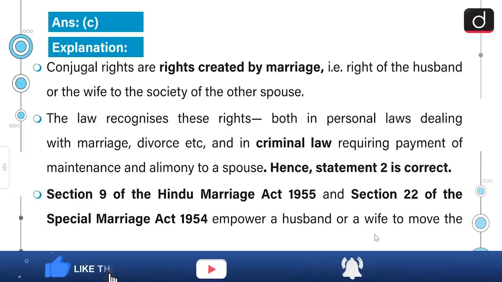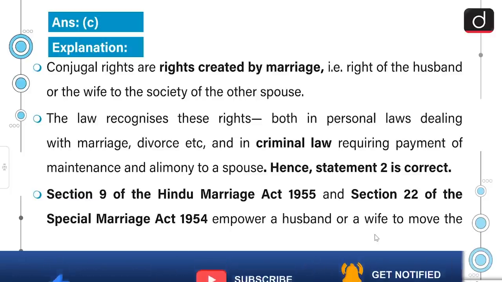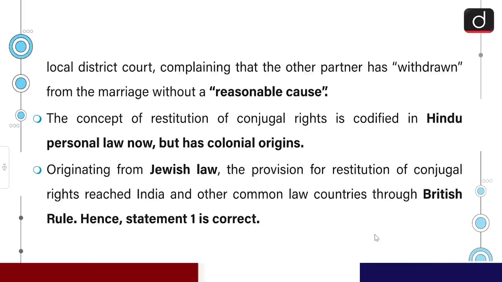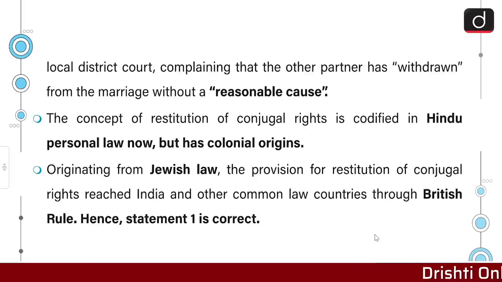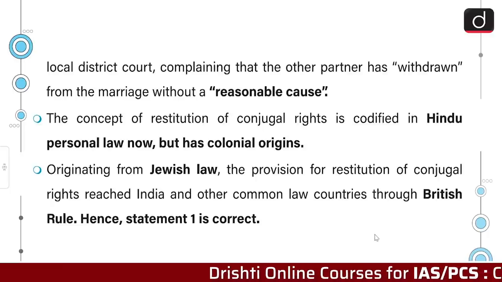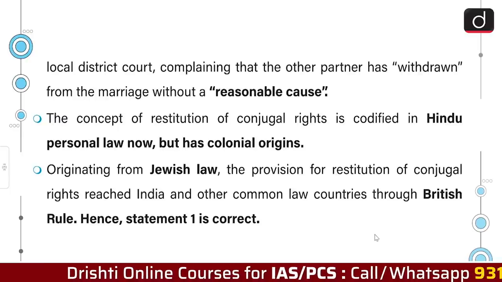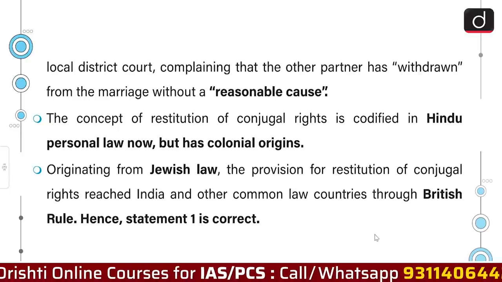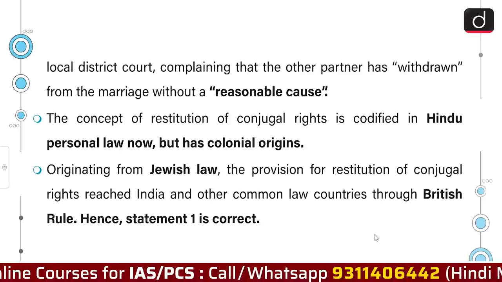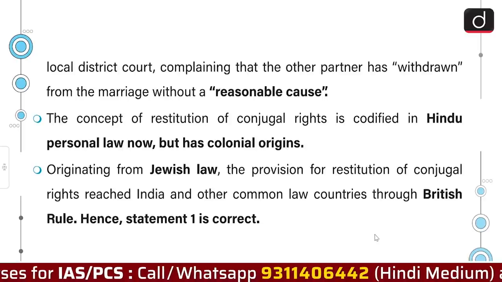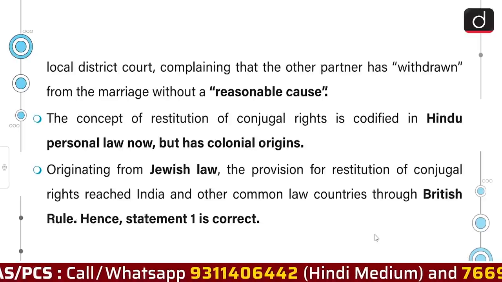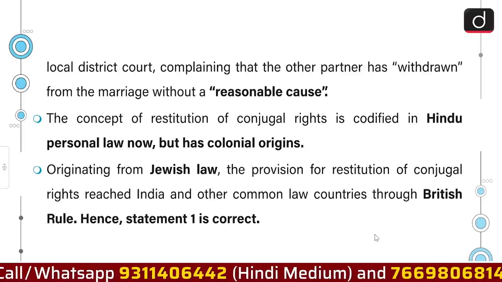Section 9 of the Hindu Marriage Act 1955 and Section 22 of the Special Marriage Act of 1954 empower a husband or a wife to move the local district court complaining that the other partner has withdrawn from the marriage without a reasonable cause. The concept of restitution of conjugal rights is codified in Hindu personal law now, but has colonial origin. Originating from Jewish law basically, the provision for restitution of conjugal rights reached India and other common law countries through British rule.